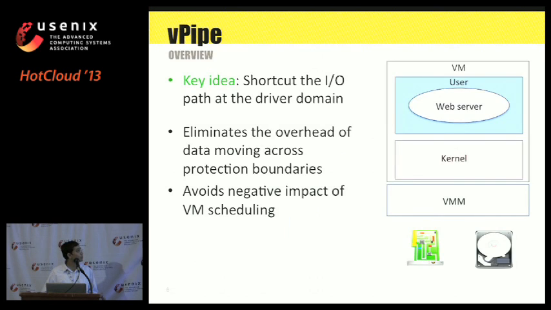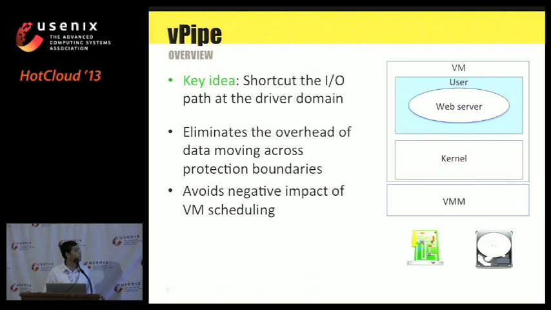So our solution to both of these problems is an abstraction we call the vPipe. The key idea here is that if the VM or the application doesn't touch the data, we don't even need to pull all the data all the way to the VM. We can just shortcut the data path at the VMM layer itself. This way, we can avoid both data copying and layer crossing overhead, as well as VM scheduling delays.